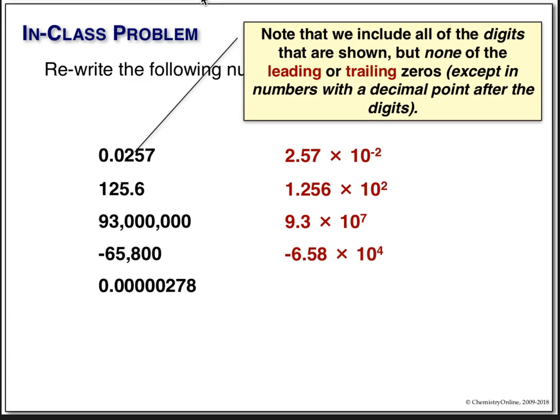And our last one, we want our decimal point between the 2 and the 7. To get there, we have to go to the right 1, 2, 3, 4, 5, 6 places. That's a minus 6. Any questions?